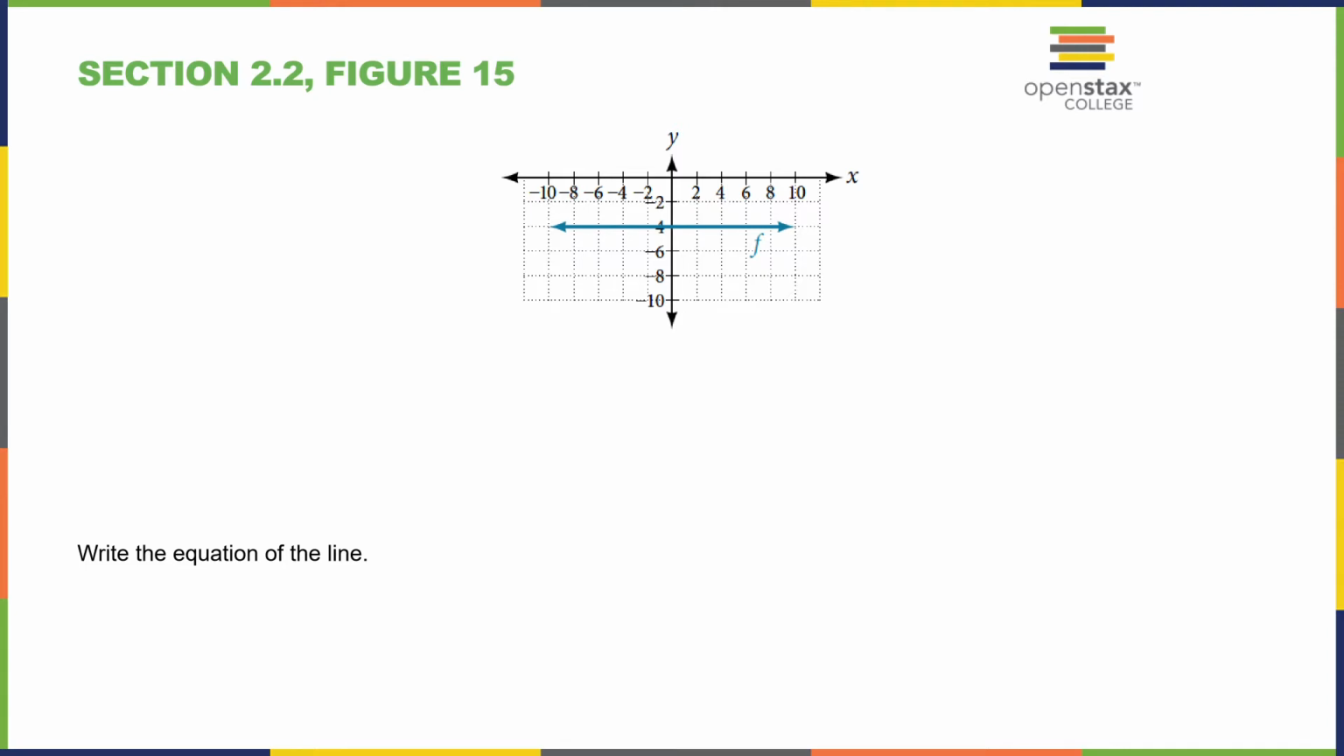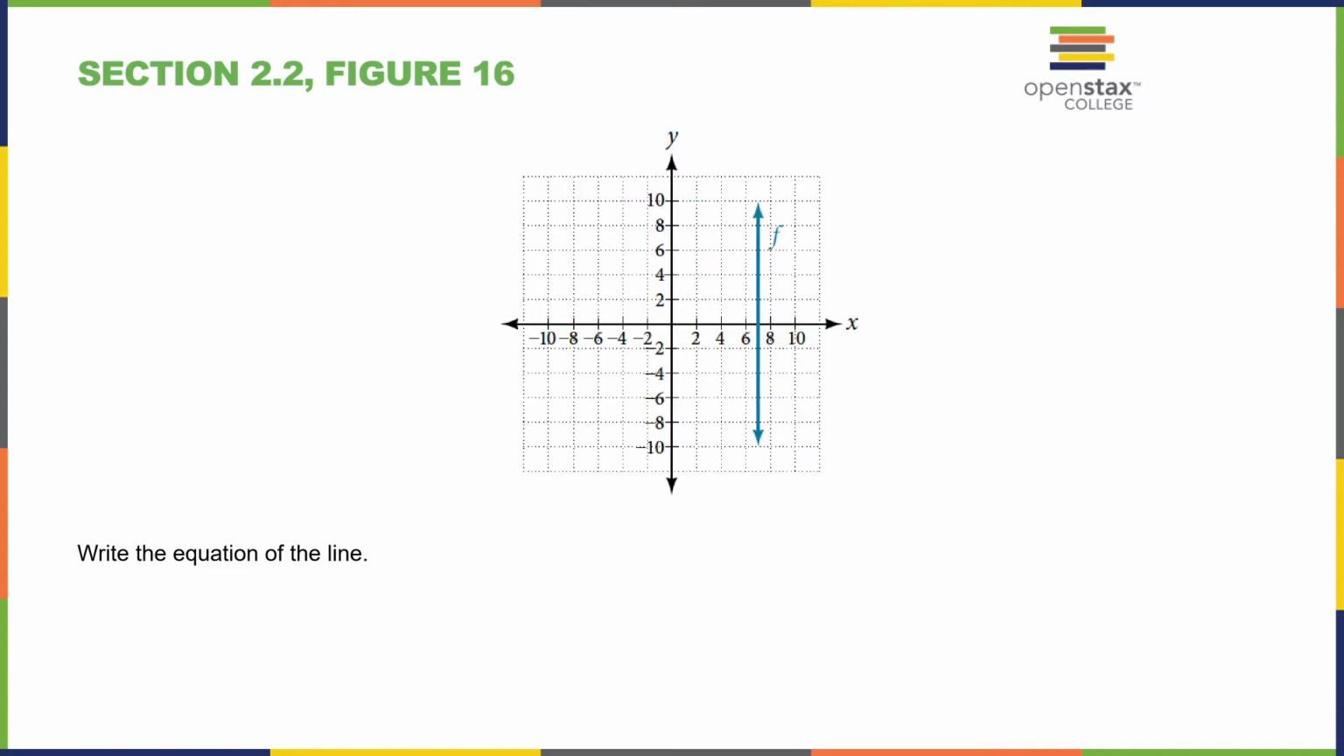So let's take a look at this one. Think in your head for a moment, how could I write the equation of this line? Well, it's a horizontal line, so it has to be f of x or y equals. Notice that we're going to use function notation more often than we use y equals. And what is y everywhere? Well, y is 4 at all the points, so we have f of x equals 4.